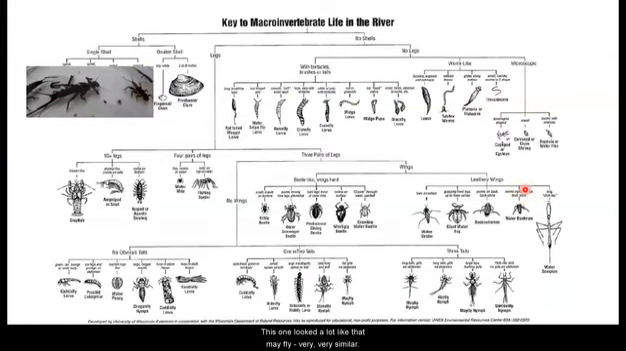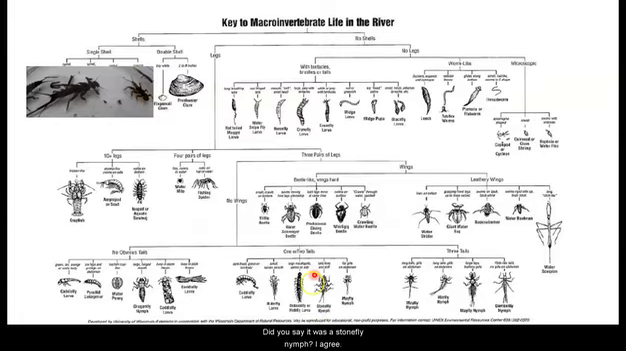This one looked a lot like that mayfly, very, very similar. We see 3 pairs of legs. We do not see any shells. We do not see any wings. Let's check out those tails. I see 1, 2 tails. 1, 2 tails. What do you think this one is?